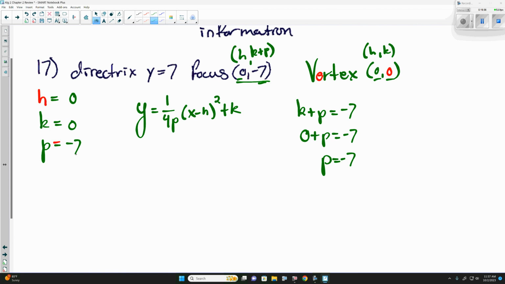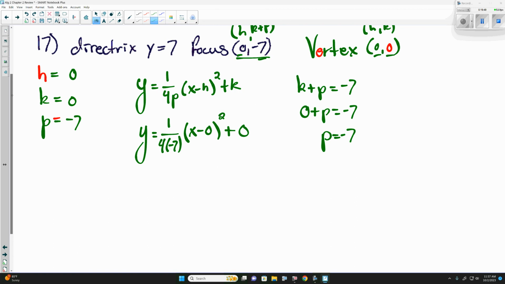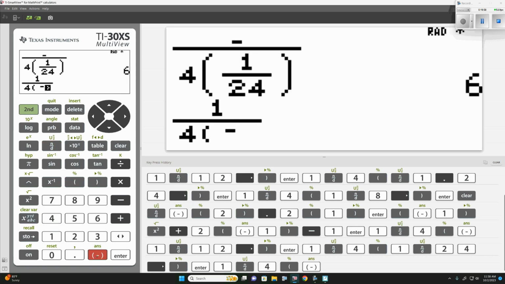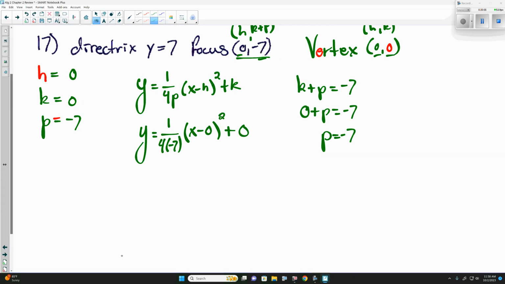Our next step is to plug it back in. So we'd have y equals 1 over 4 times our value p, which is negative 7, times x minus h squared plus k. So x minus 0 squared plus 0. Now, I didn't do this on the last one, but I can show you here. So we'd have 1 over 4 times negative 7, which would be negative 1/28. So y equals negative 1/28.